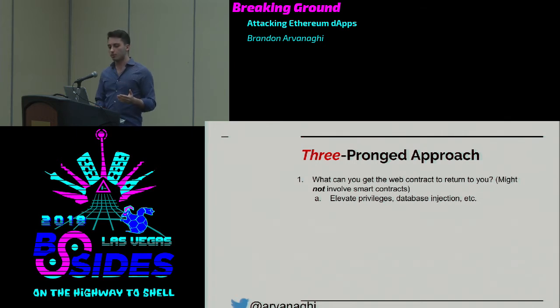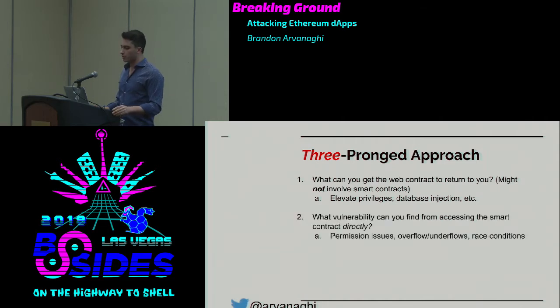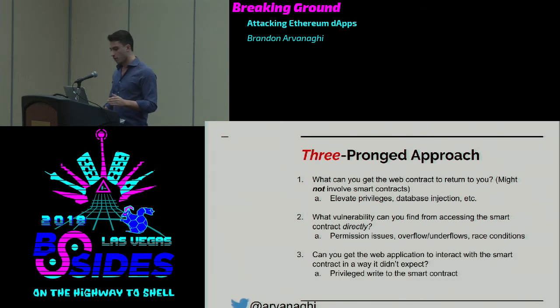So it's kind of a three-pronged approach. What can you get the web app to return to you? Just a regular web application penetration test. What vulnerability can you find by accessing the smart contract directly? And then, can you get the web app to interact with the smart contract in a way it didn't expect? So as an owner, as a privileged key, essentially.